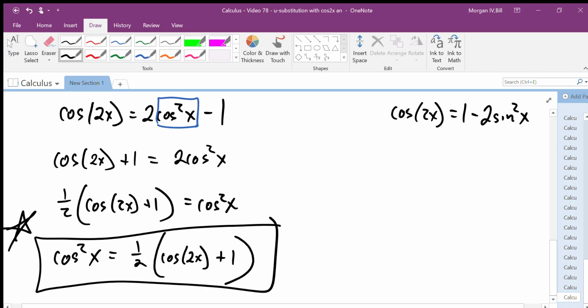And on the right hand side, it's going to look the same. I have cosine 2x is equal to 1 minus 2 sine squared of x. I would like to solve for just the sine squared of x. So the first thing I'm going to do is subtract 1 from both sides.